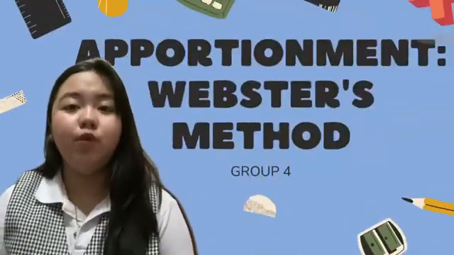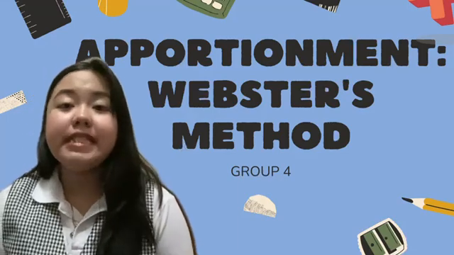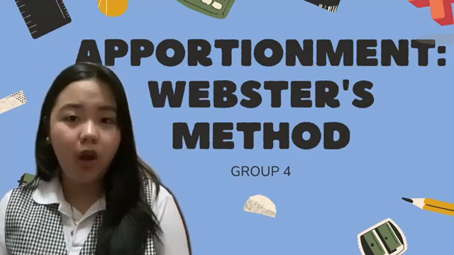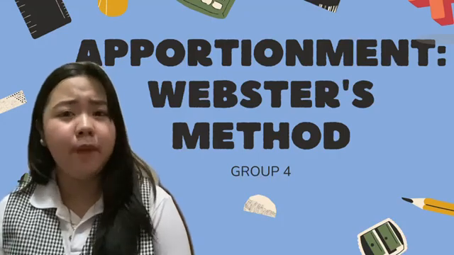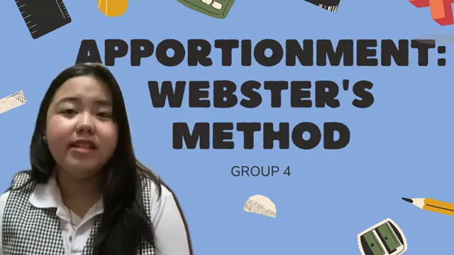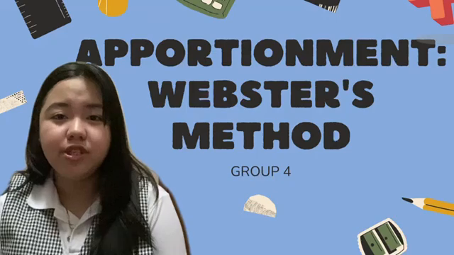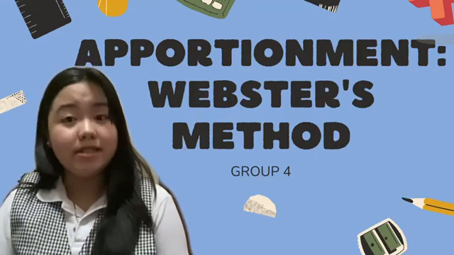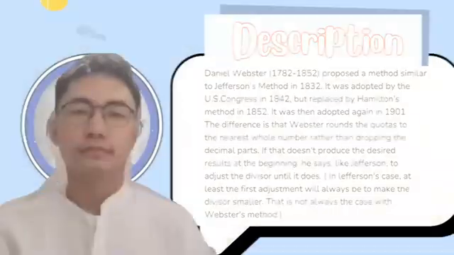Developed by Daniel Webster in 1832, this method is used to fairly distribute seats among states, political parties, or groups based on their population or vote share. It is designed to balance representation, ensuring that no group is overrepresented or underrepresented. So, how does this work in real-world scenarios? Let's explore an example to see Webster's method in action.